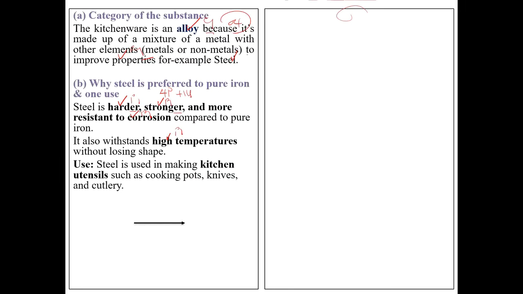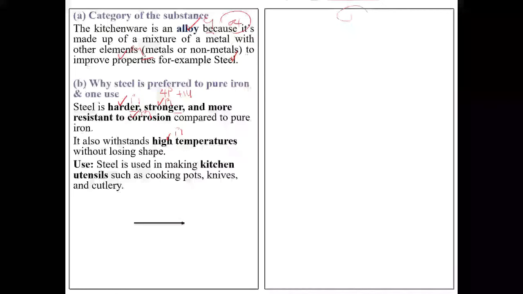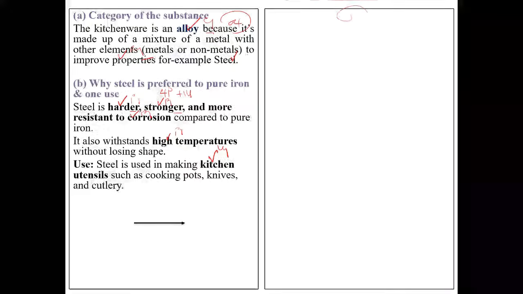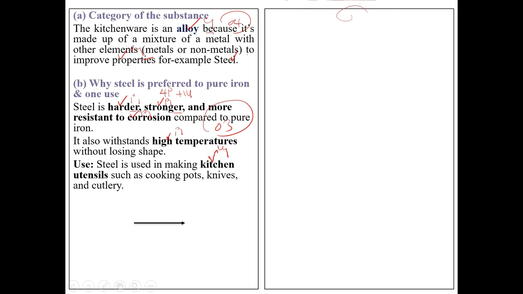Why are we using the words harder, stronger? It is because we are comparing it with pure iron. Even iron is hard, but steel is harder. Even iron is strong, but steel is stronger. Steel is more resistant to corrosion compared to also iron. Then use, we are saying steel is used in making kitchen utensils such as cooking pots, knives, and cutlery. Why? Because of these properties. So this is 1 use, and you get all your 3 scores. Hope that one is clear.